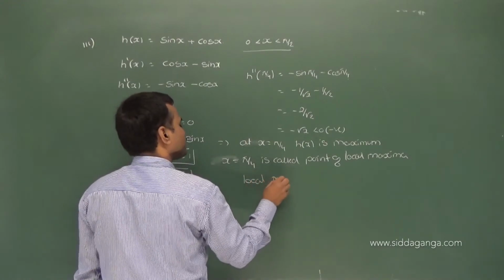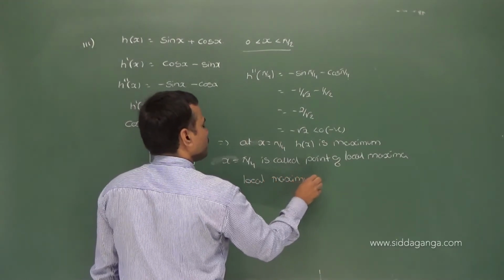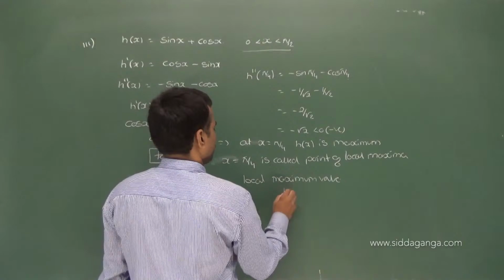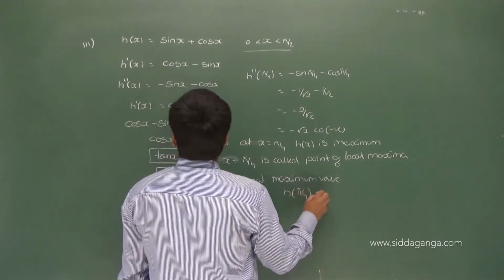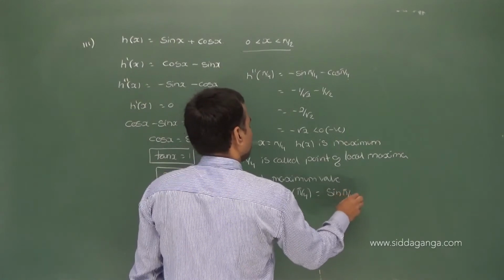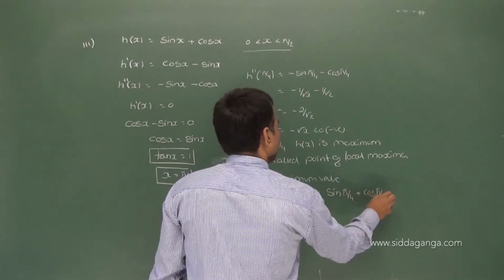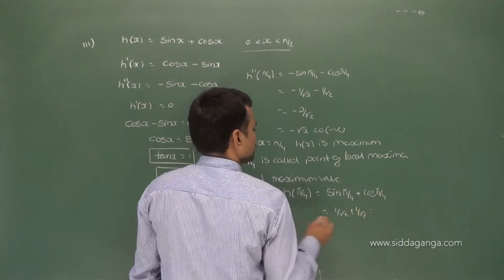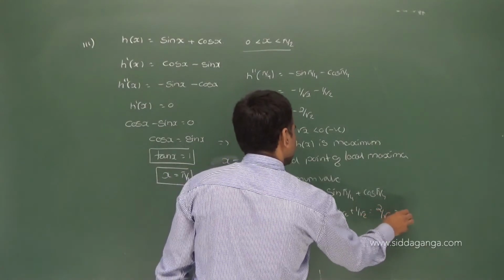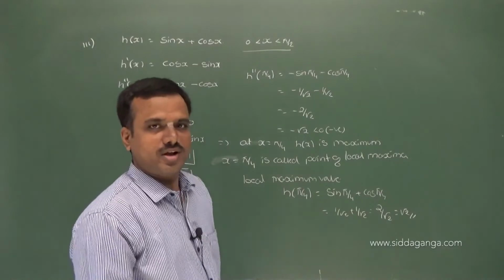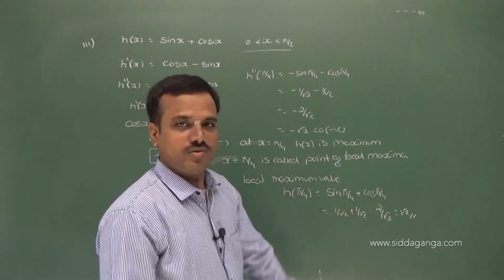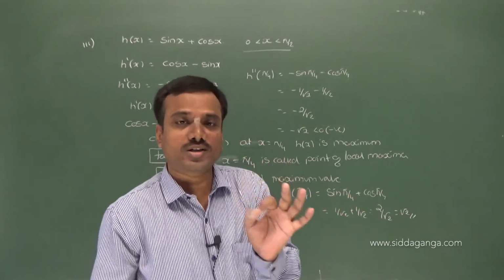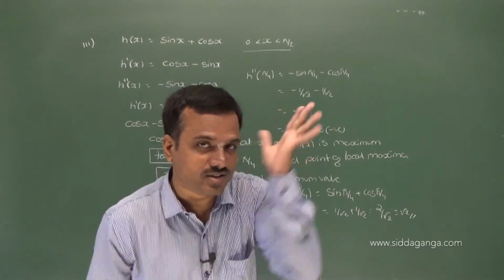Local maximum value. What we do? Substitute h of pi by 4. We have to find out the range. Sin pi by 4 plus cos pi by 4, 1 by root 2 plus 1 by root 2. Correct? 2 by root 2. So this is simply written as root 2. Correct? This value we call the local maximum value, and x is equal to pi by 4 we call the point of local maxima. Next problem.